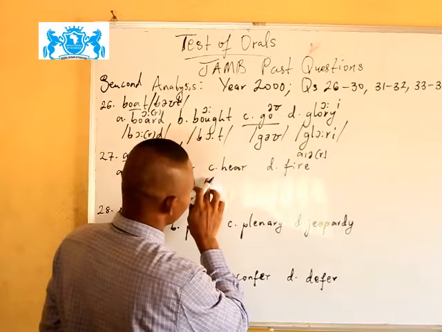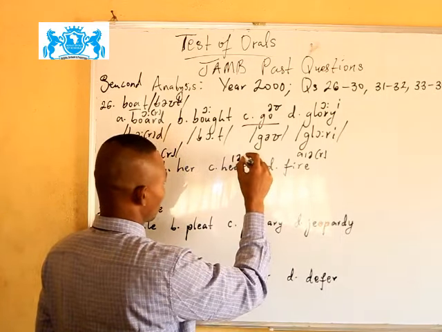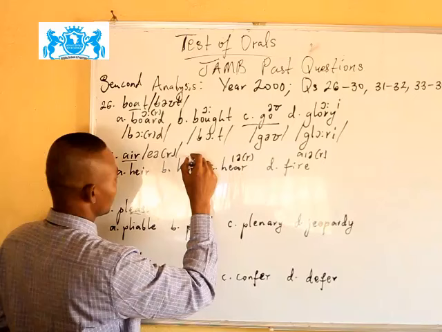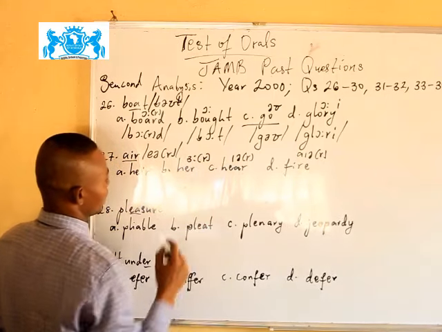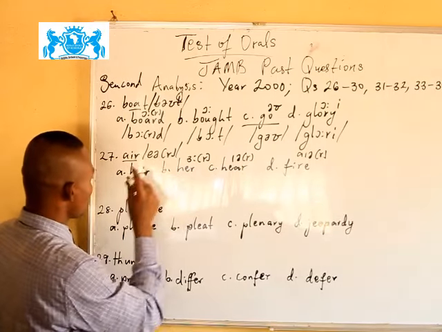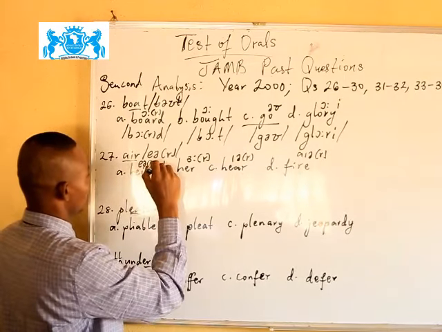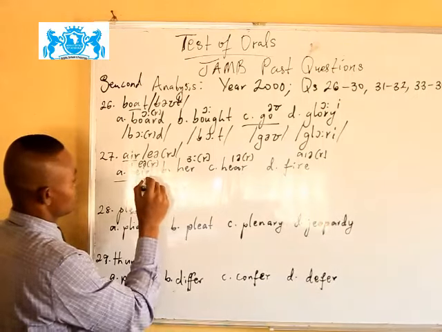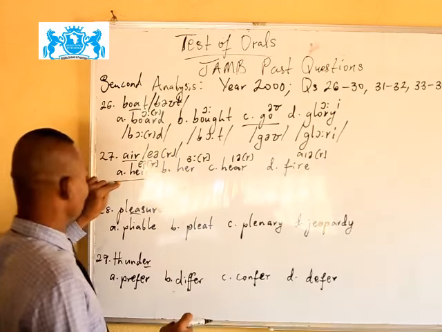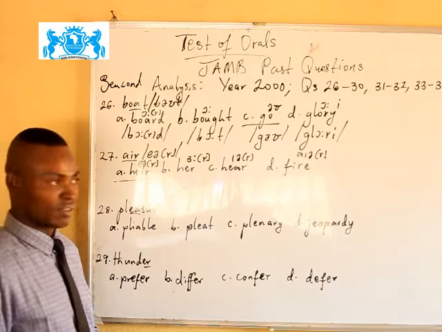In the C option, we have here. This is a diphthong. In B option, we have her. This is the long sound. And then in the A option, we have air. So, from the options, we can see clearly that the right option is A, because it has the same vowel sound as air in number 27.